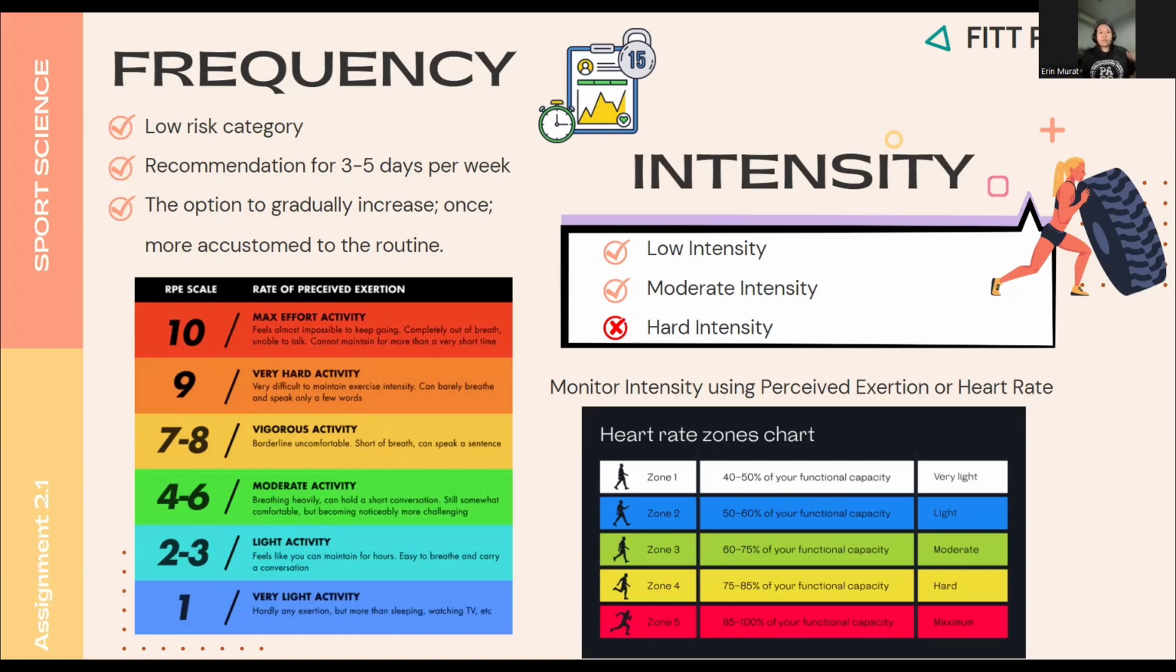So this device may detect the electrical signals produced by the heart, which can be used to calculate the heart rate. For most people, the most accurate sensor is a chest strap sensor, which is placed right over the level of the heart. So once they have monitored the heart rate, we can see 40 to 50% is very light, 50 to 60% is light for zone 2, 60 to 75% moderate, 75 to 85% hard, and 85 and above to 100% maximum. So let's go to the next slide.